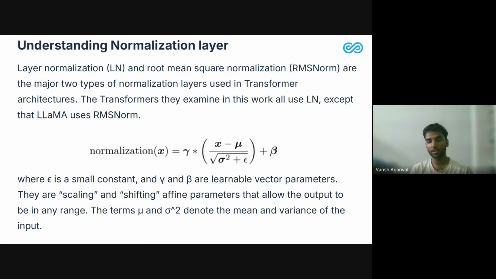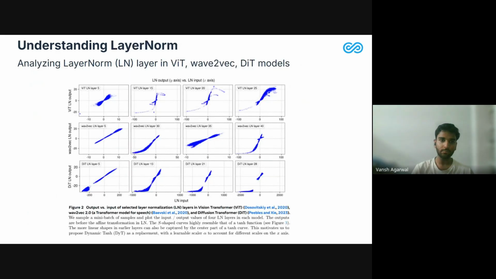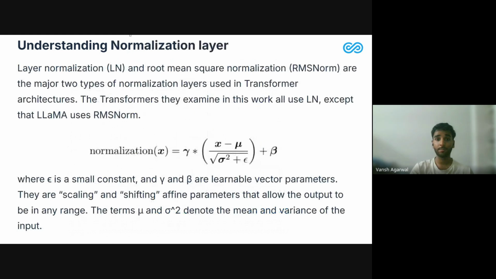So as you can see, whenever people are working with neural networks and transformer architecture, they try to replace the attention layers or some other layers. But layer normalization is something that is consistently fixed, and not a lot of people try to change that. So this is basically what they're trying to challenge here. Also, layer normalization is used in most transformer architectures except LLMs. LLMs use RMS norm.